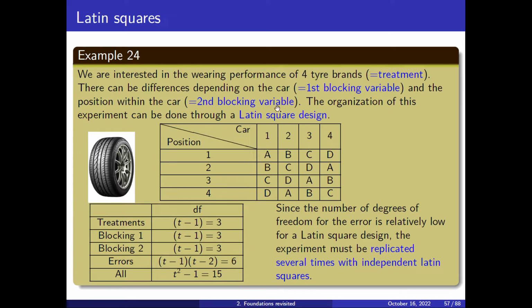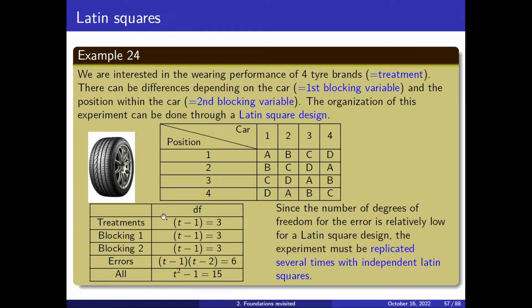The organization of this experiment can be done through a Latin square design. Whenever you have two blocking variables that have the same number of levels as the treatment, you can use a Latin square. So we have 4 treatments, 4 positions, and 4 cars. You arrange the cars and positions like this, and then you have to fill this matrix in such a way that each treatment appears in each row only once and in each column only once. So this is like a Sudoku.